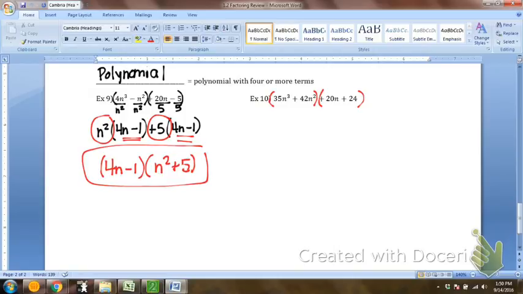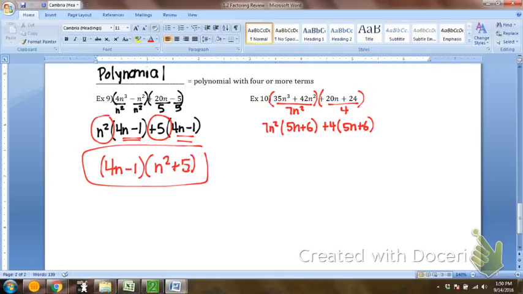Okay, looks good. Elena, what'd you pull out of the first group? 7n squared. Okay. Pulling out a 7n squared here. What'd that leave you with, Elena? 5n plus 6. Patrick, what'd you pull out of the second group? I didn't get that far. Okay, what can you pull out of 20 and 24? 4. A 4. Leaves you with 5n plus 6.